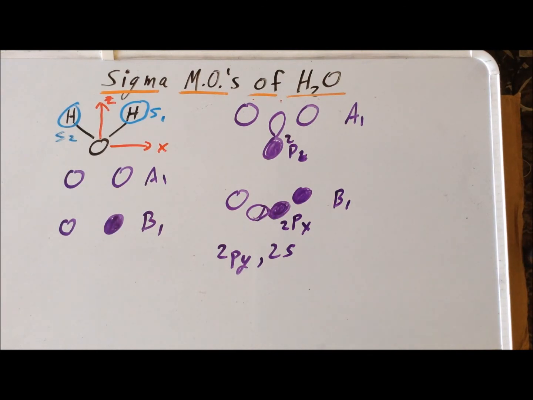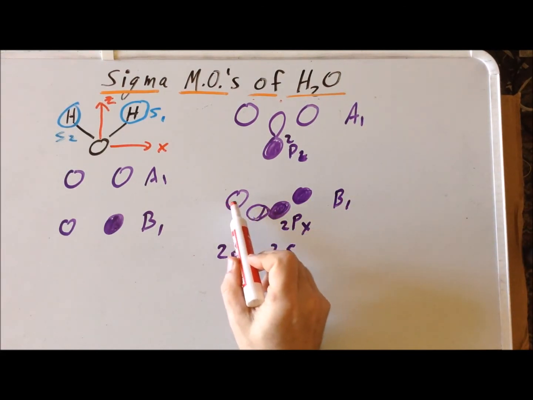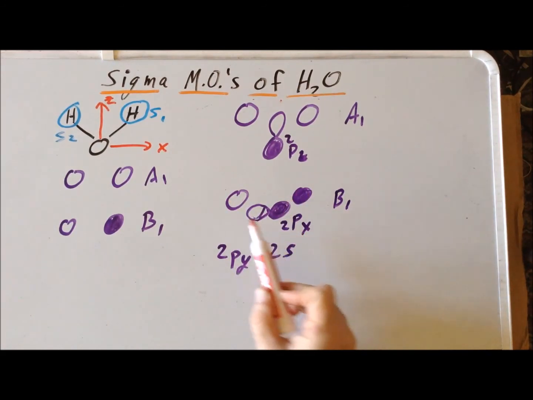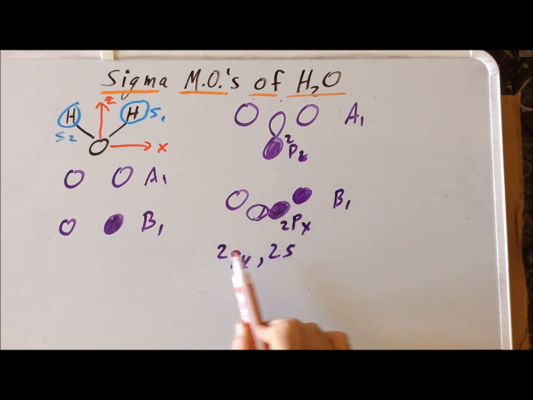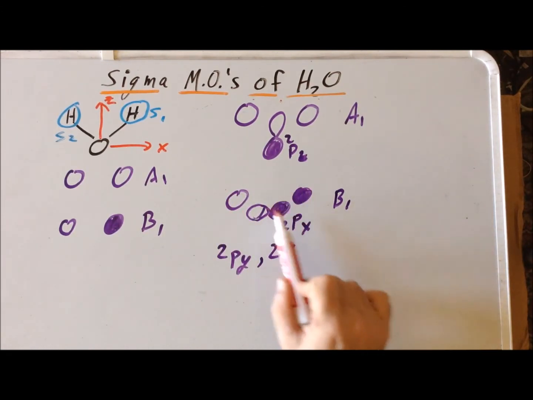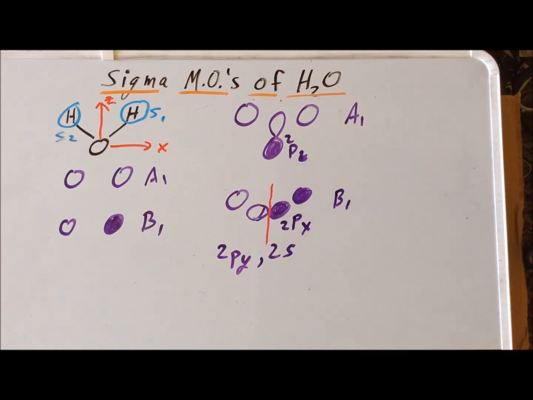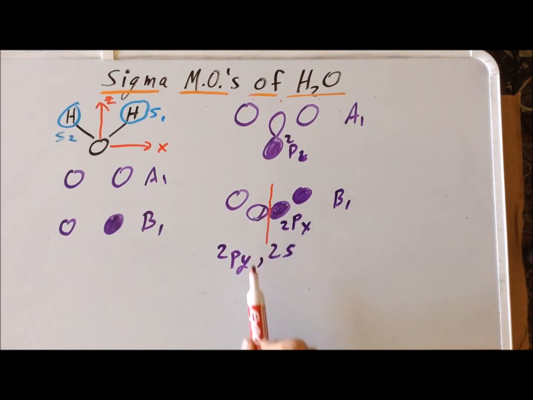There is an important feature of the B1 orbital that we notice: between the hydrogen and the other hydrogen we have a change of phase. So we have a positive interaction on the left-hand side and a negative interaction on the right-hand side. And the dividing point goes right through the node in the 2px orbital. So the molecular orbital B1 actually has a node. It has a region where it goes from a positive phase to a negative phase going through 0.